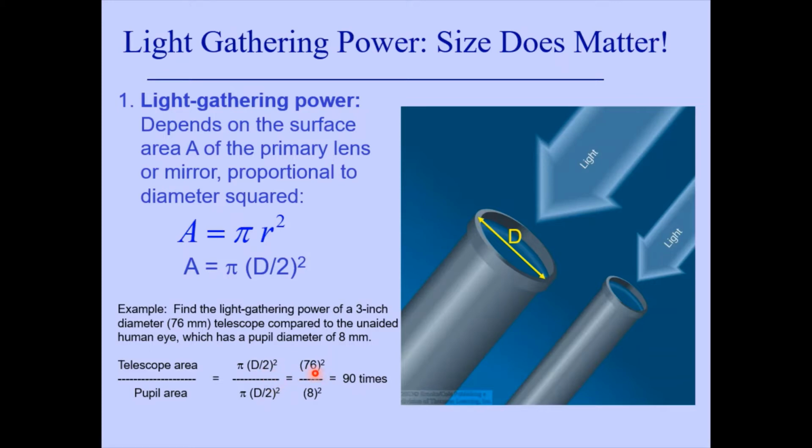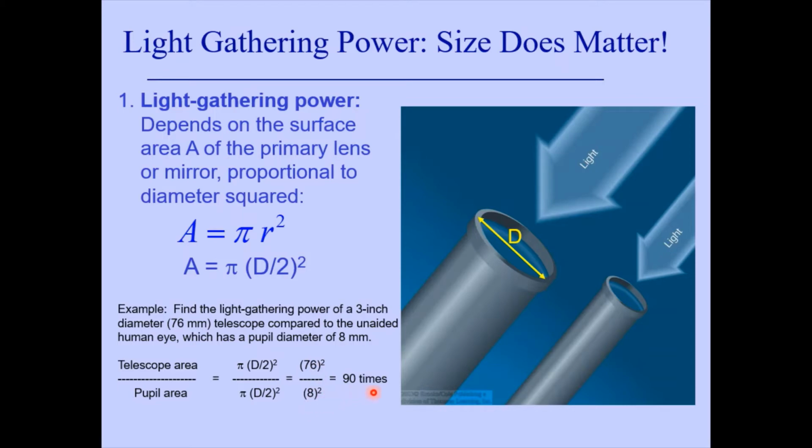So let's do it in millimeters. We were told the 3-inch telescope is 76 millimeters, so on top we have 76 squared. On the bottom is the diameter of our pupil when it's night adapted, when our eyes are dilated, and that's about 8 millimeters. So down here we have 8 squared. 76 squared divided by 8 squared is about 90.